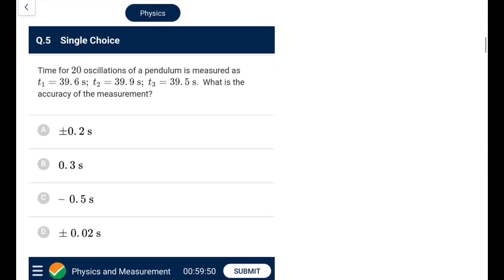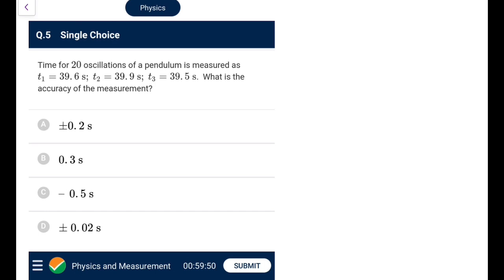Next one. Time for 20 oscillations of a pendulum is measured in 3 trials like this. What is the accuracy of the measurement if I have to calculate?